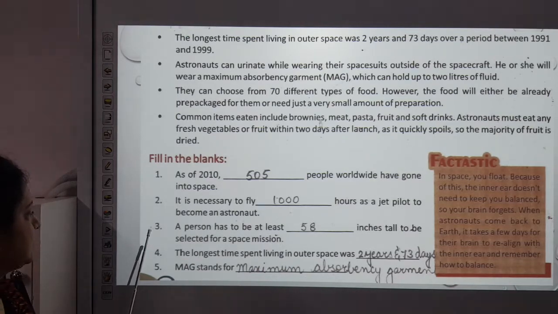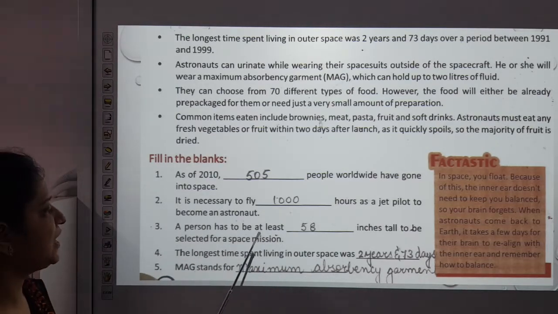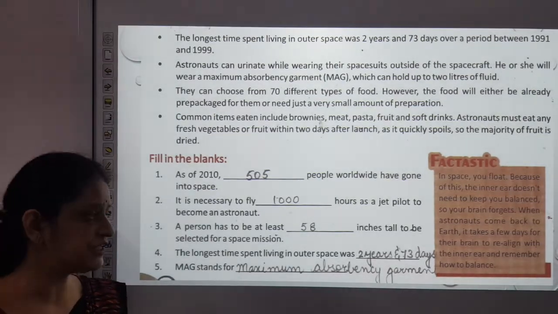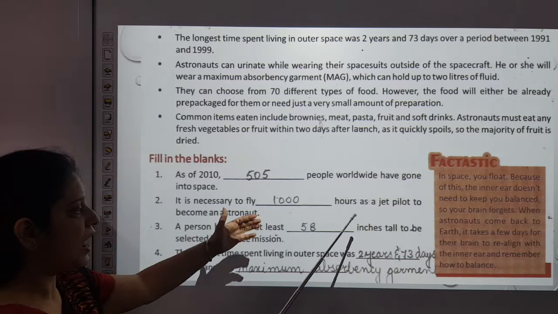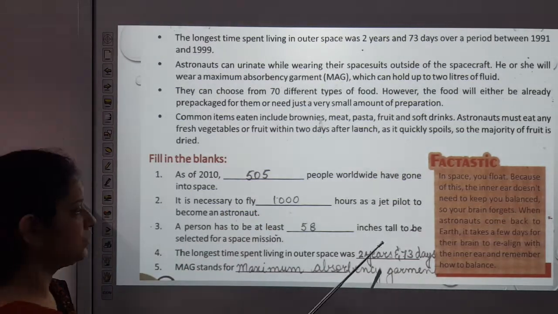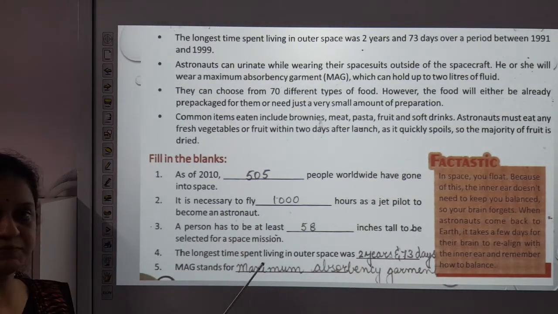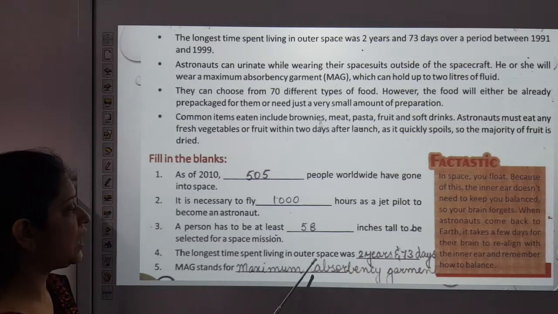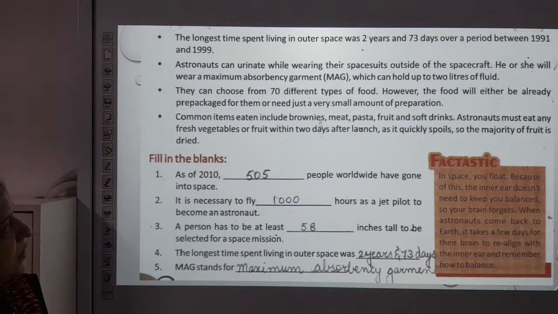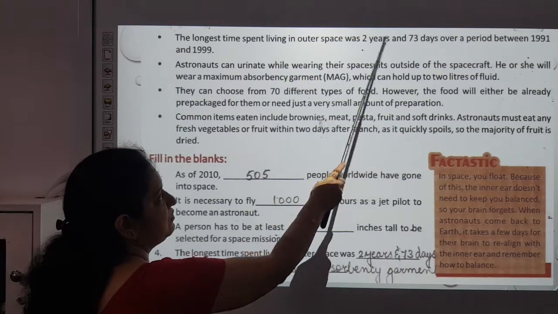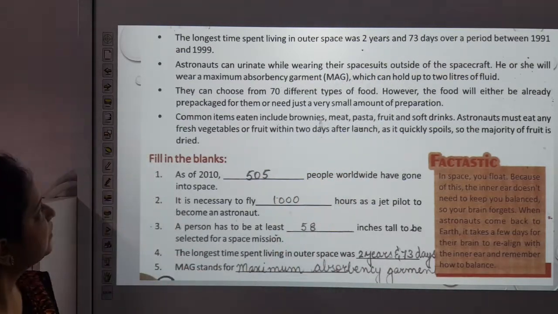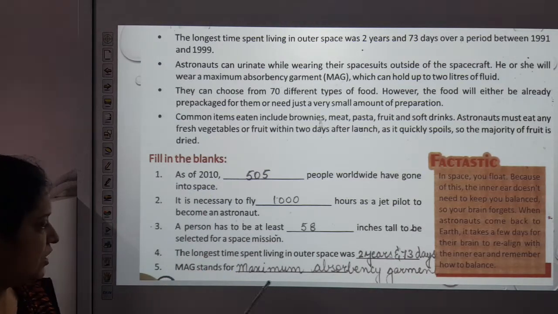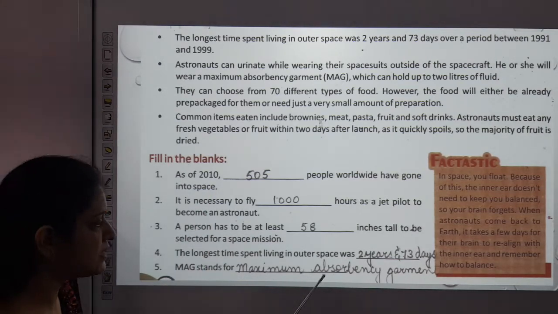Clear? And the third is a person has to be at least 58 inches, that is 4 feet 10 inches tall. The minimum height required to be selected for a space mission. Number 4, the longest time spent living in outer space was 2 years 73 days. And the last is MAG. The full form of MAG is maximum absorbency garment.